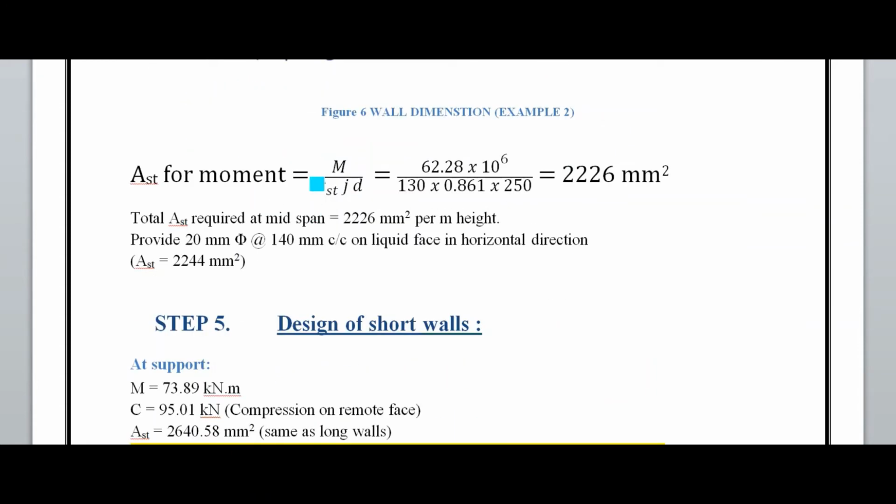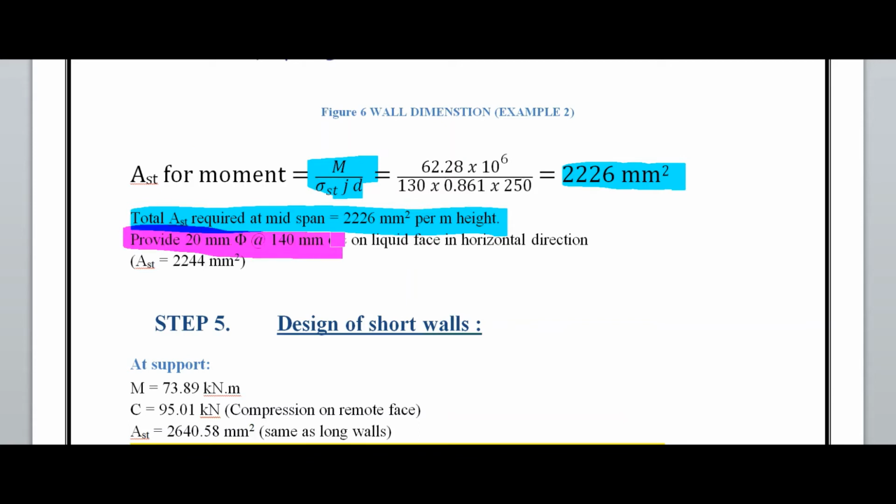Now in the same way, with the modified moment, we use M divided by sigma st j into d. So 222.6 mm square. So total AST required is 222.6 mm square. So provide 20 mm dia at 140 mm center to center on the liquid face in a horizontal direction. So our long wall design is completed.